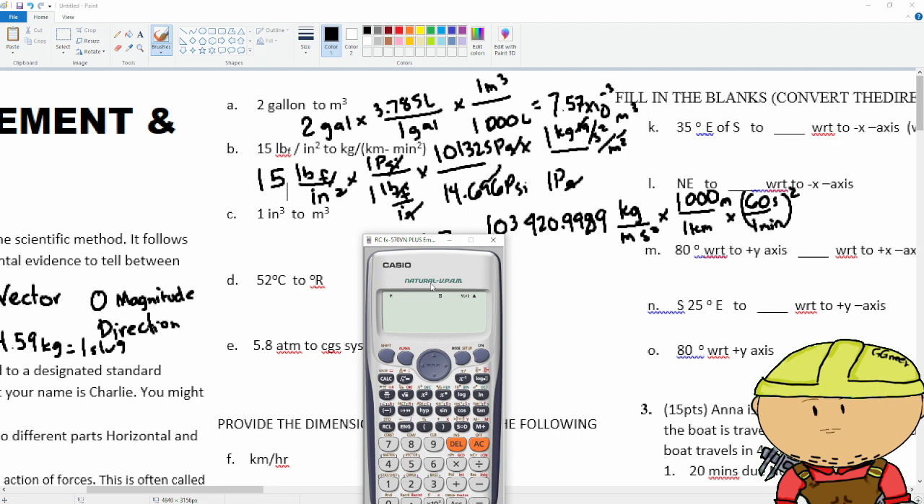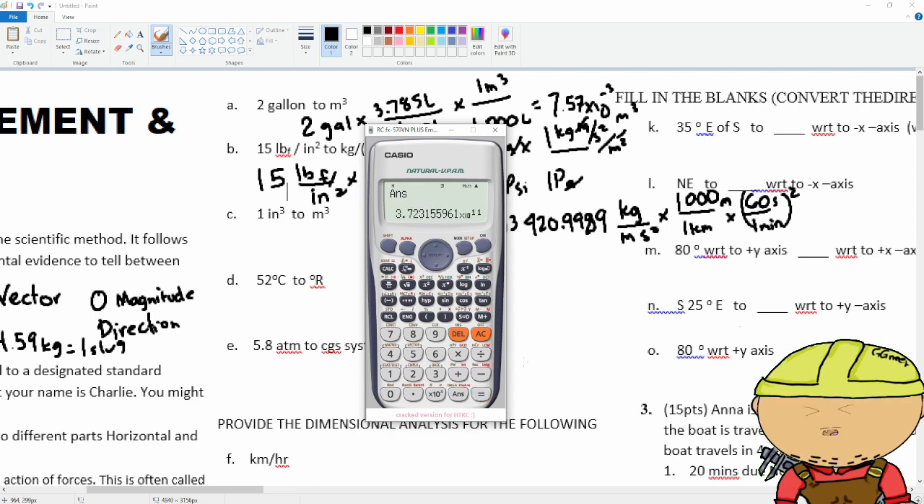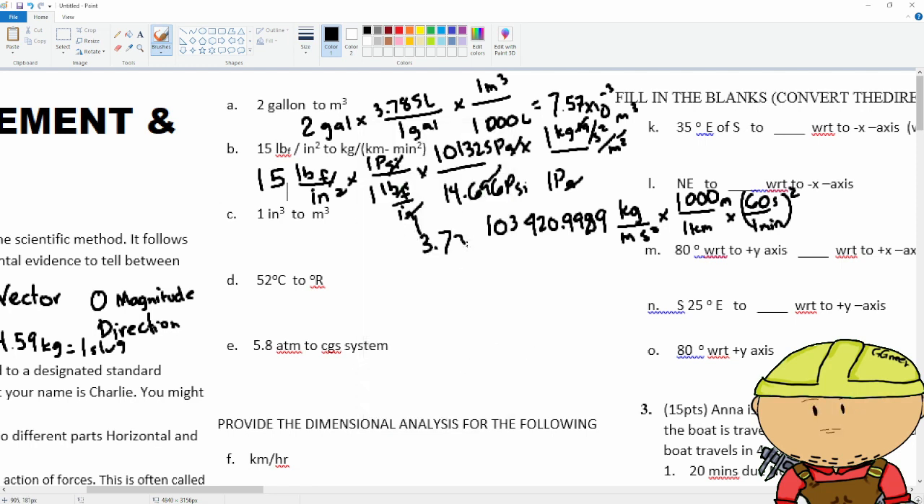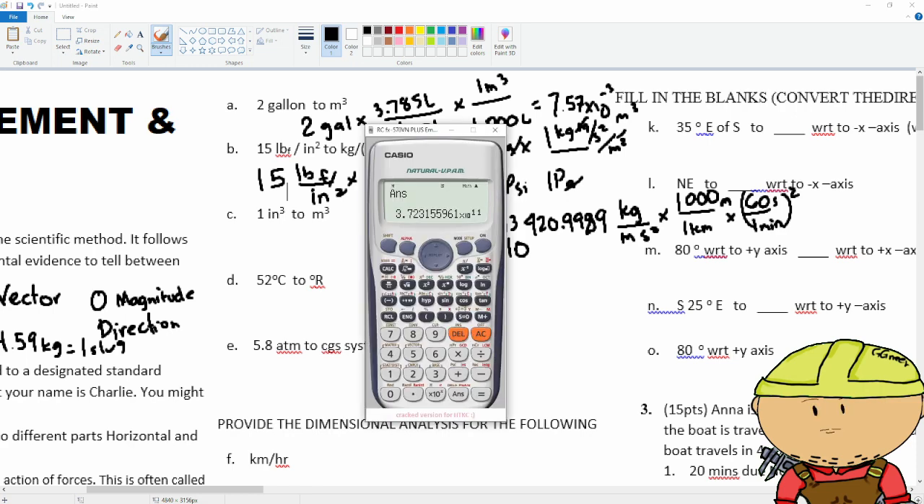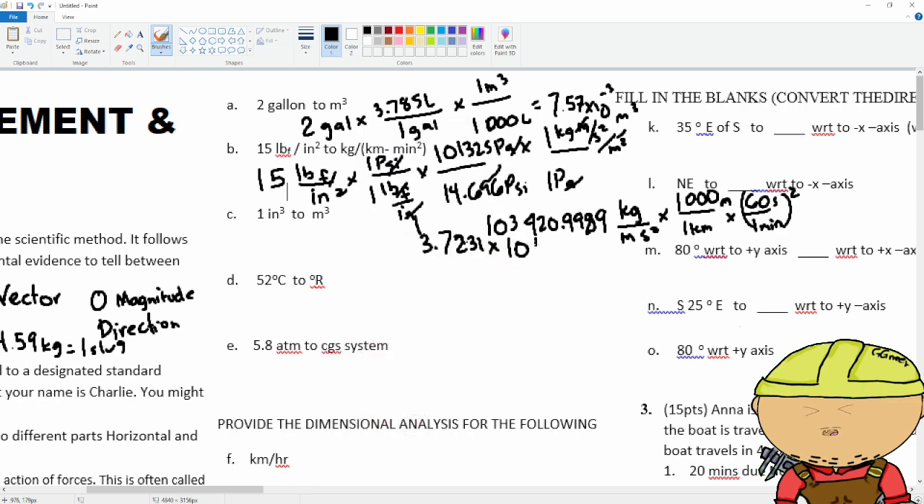Let's see the answer again. 3.7231 times 10 to the 11 kilogram per kilometer minute squared. My tablet is going haywire. Okay, I'm gonna take this again. This is the answer.